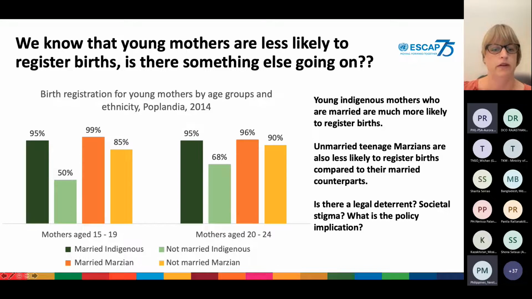If we look at young mothers by ethnicity and marital status, the results all of a sudden become even more interesting, because if you look at Indigenous married teenage mothers, that birth registration is actually quite high. But if you look at the non-married Indigenous teenage mothers, it's almost 50% lower; it drops to 50%. So there's a very big differential, even within ethnicity and teenage, just based on the marital status. And then we see a little bit of a differential for Marzians as well. 99% of married Marzian teenage mothers register the birth compared to 85%.